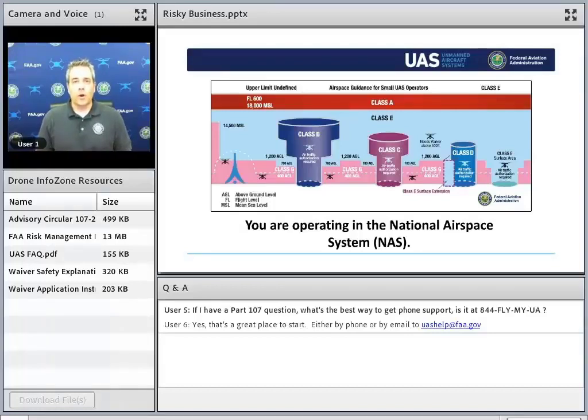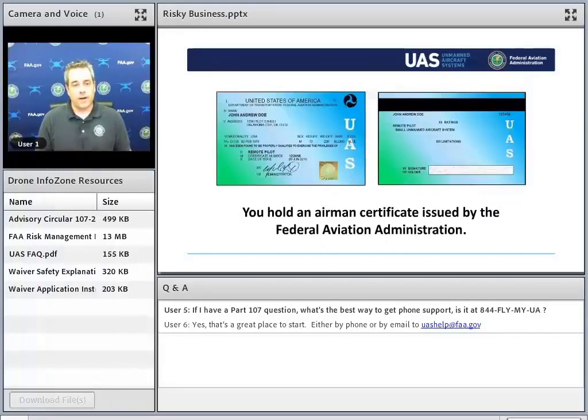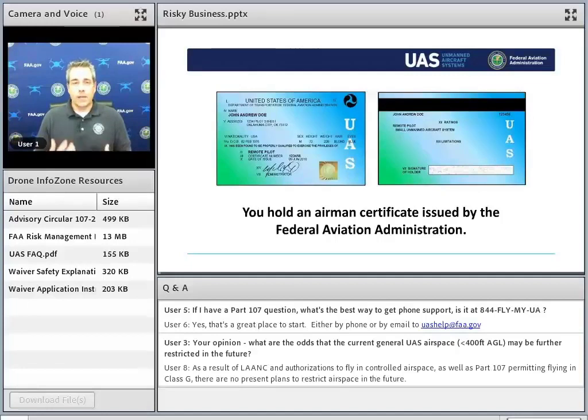First, we all know that, defined by Public Law 112-95, unmanned aircraft systems are aircraft. And specifically, you're flying that aircraft in the national airspace system. You're sharing that with other manned aircraft. You're sharing that with other unmanned aircraft, but make no mistake about it, you're operating your aircraft in the National Airspace System.